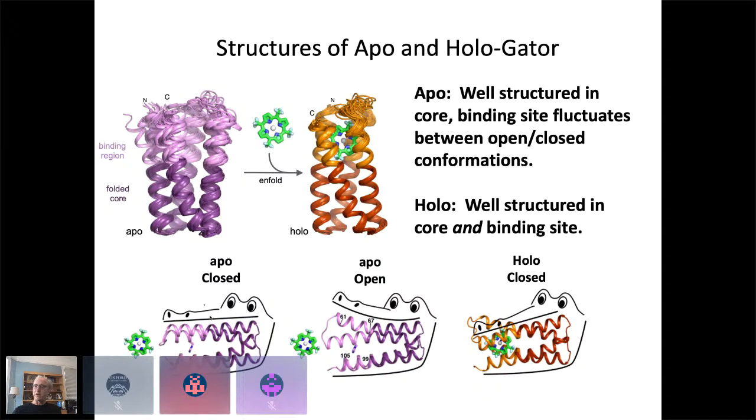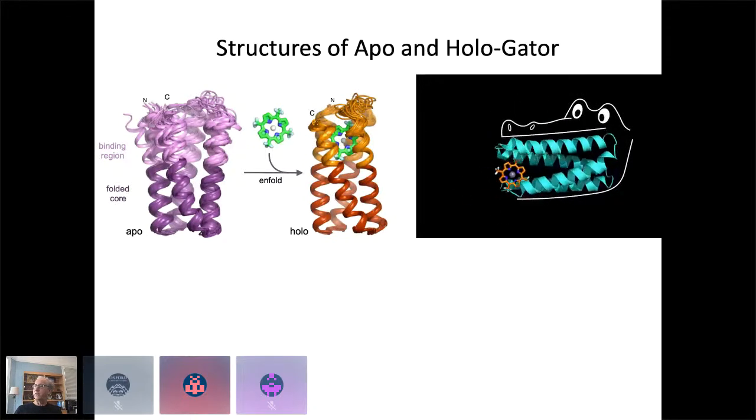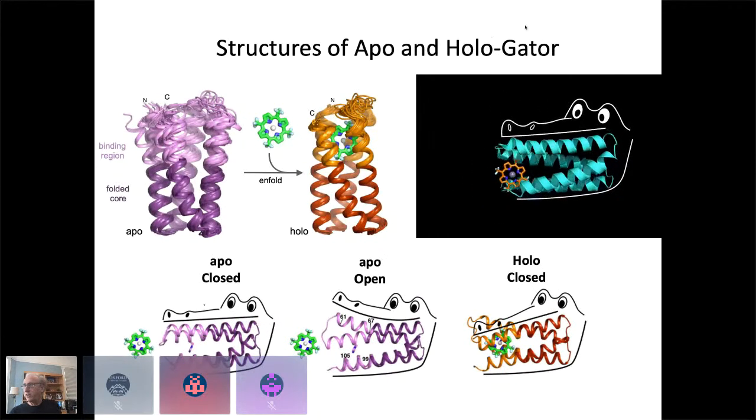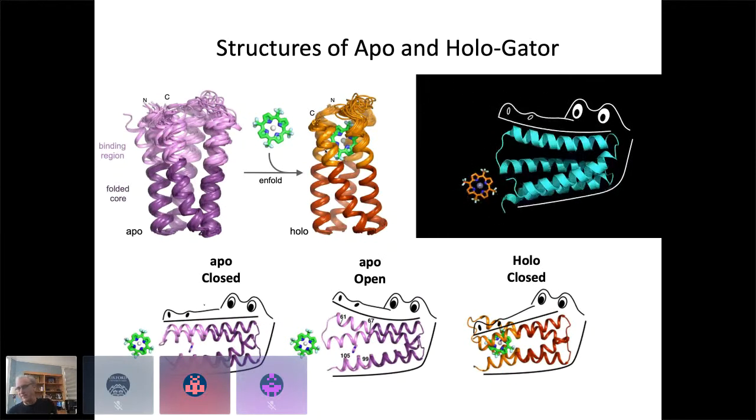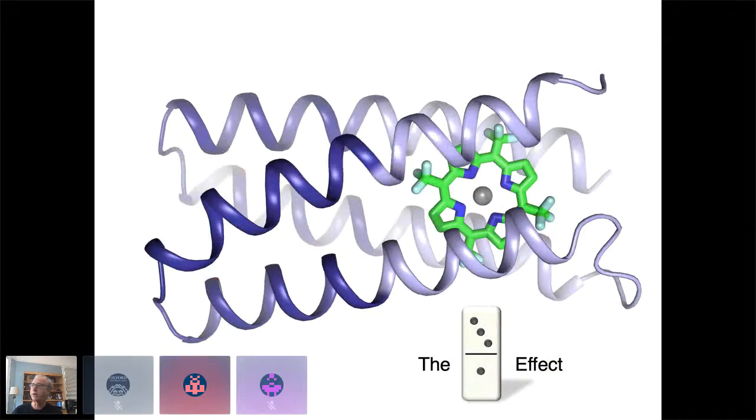If we cluster, we find two different conformations in the apo, one closed and one opened, and it chomps down like a gator when it encounters the porphyrin. And for that reason, we affectionately talk of these proteins as gators. Again, the structure was defined to the precision of our ability to solve an NMR structure, so on the order of a single bond.